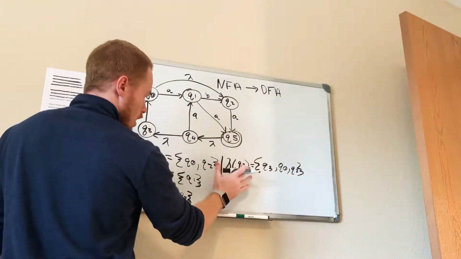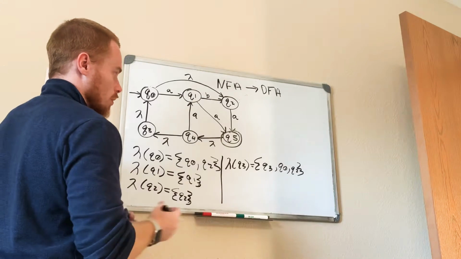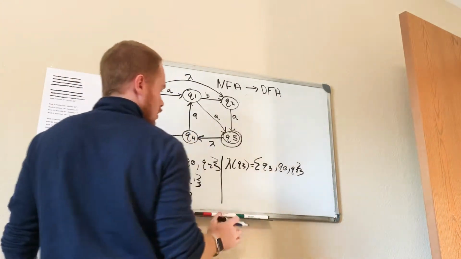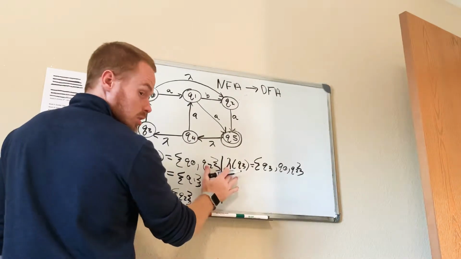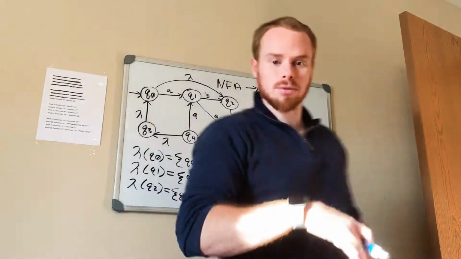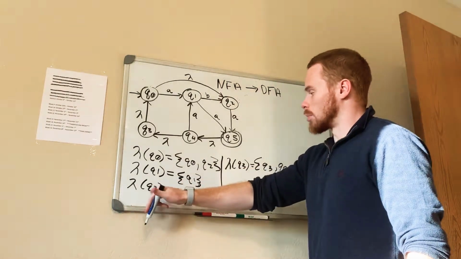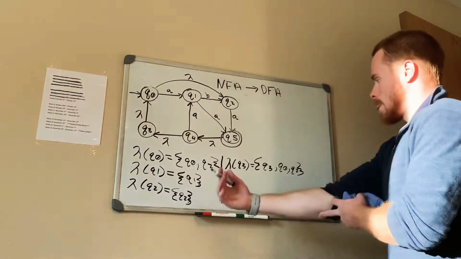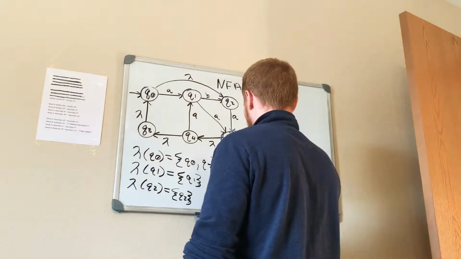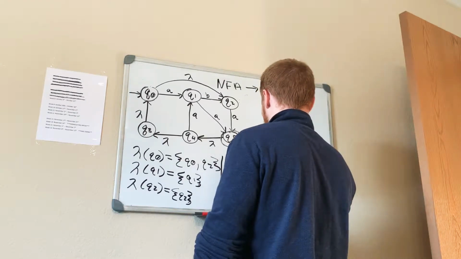It's basically saying, hey, from Q3, how far can I reach out without needing some kind of input? How far can I travel with just using lambdas, lambda closure? That's basically the definition. Is how far can I travel from Q2 just using lambda transitions. Okay, so let's do lambda closure of Q4.